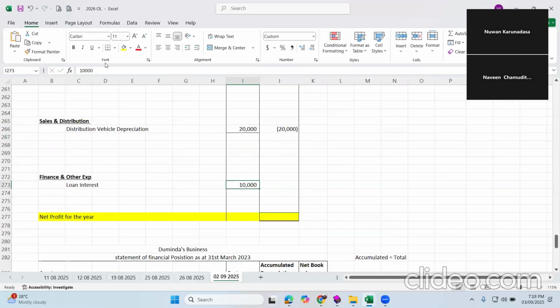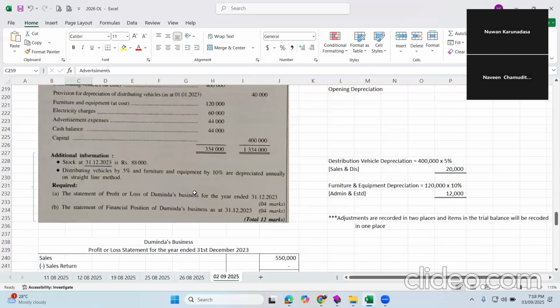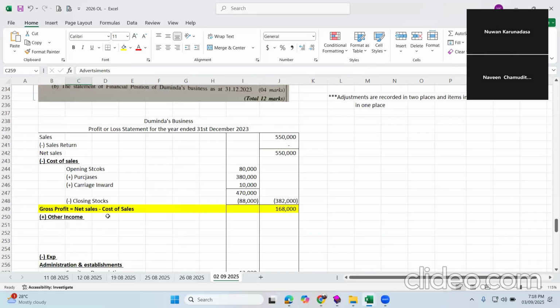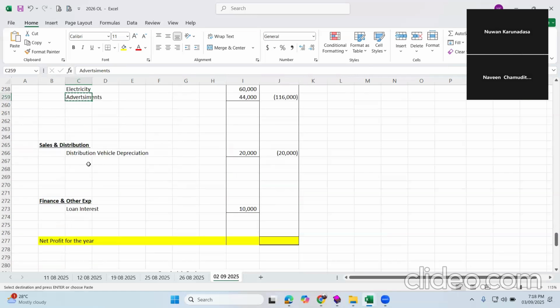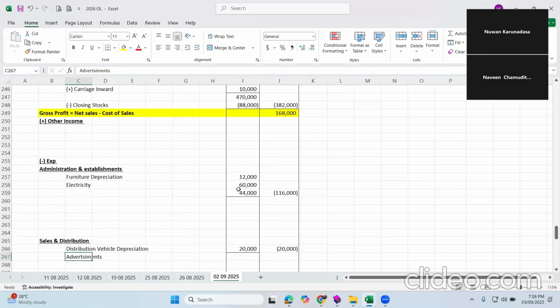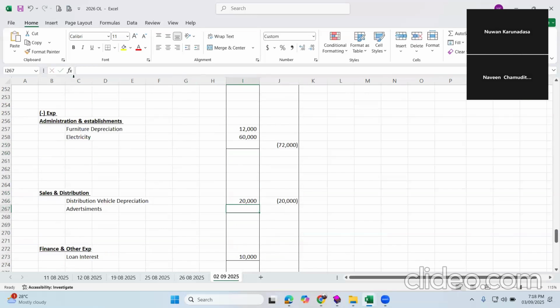Then loan interest came only the 10,000. Sorry, I have done a mistake here. Advertisement is not an administration expense. You should record it under sales and distribution. Very sorry, I have done a mistake here. So here, advertisement is a sales and distribution expense, not an admin expense.